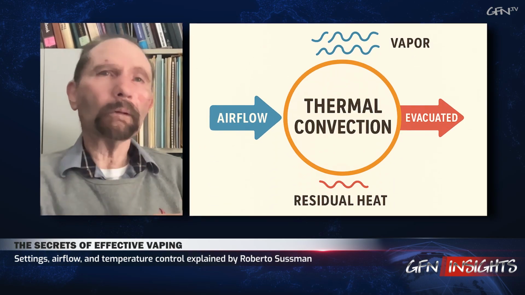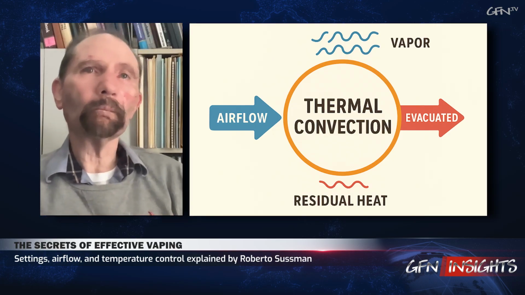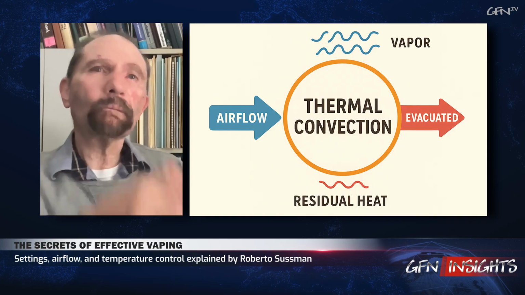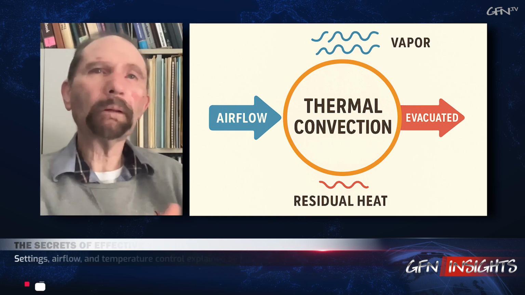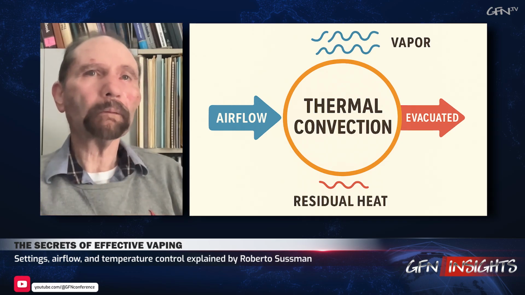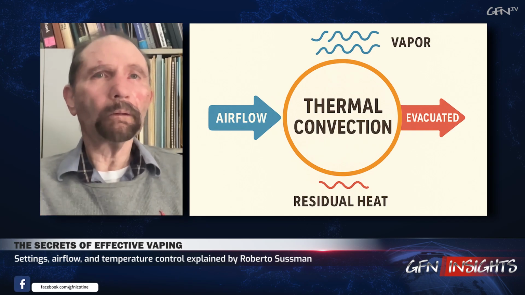So the airflow has to be proportional to power. If you're supplying a lot of power, you're generating a lot of vapor, you need a lot of airflow to evacuate it without producing too much residual heat. The problem is the residual heat. Whenever this equilibrium does not hold, you pay with residual heat. Residual heat is problematic. If it is in small amounts, it's okay, right? So airflow essentially has to be proportional to power.